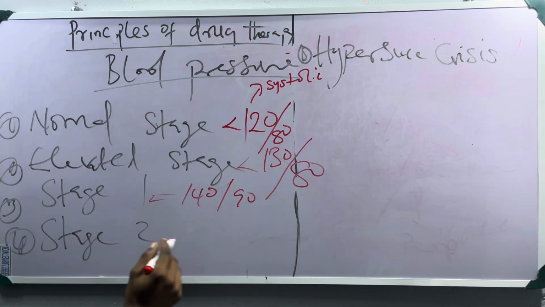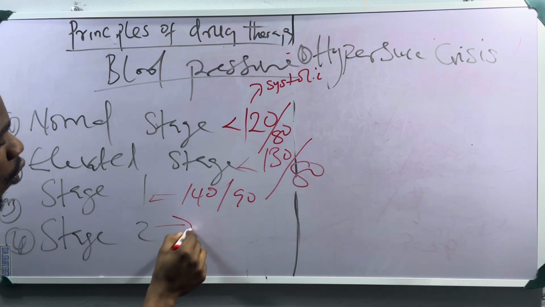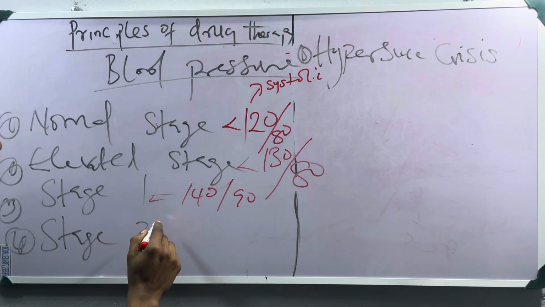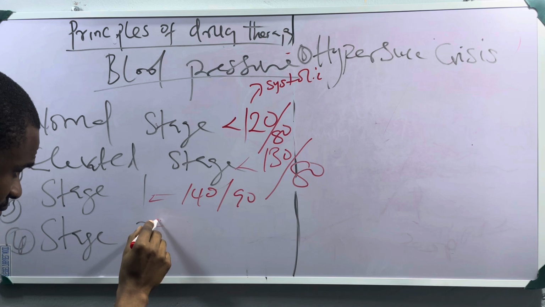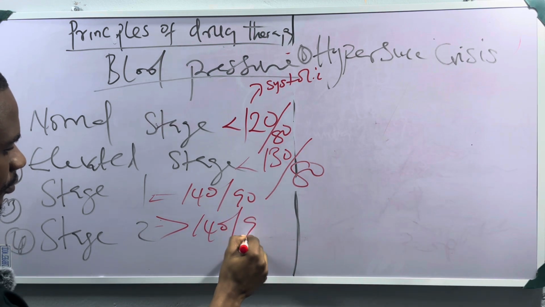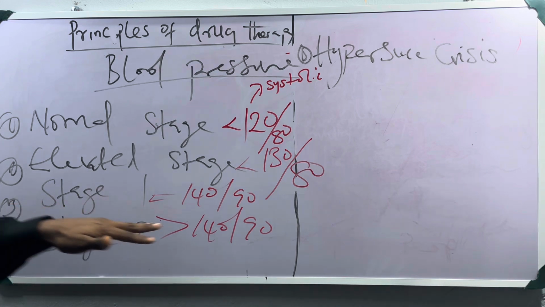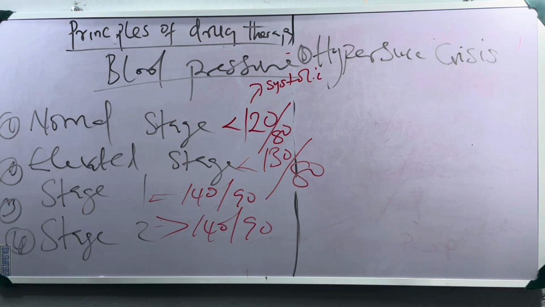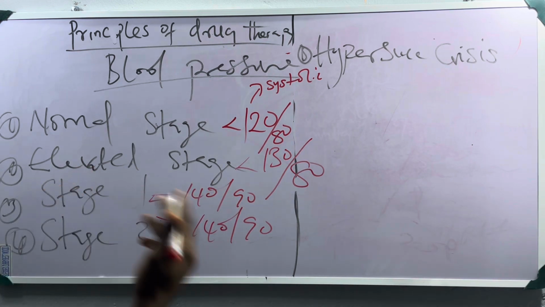Now, stage 2 happens when the patient is having a blood pressure reading that is greater than 140/90. Stage 1 is within this range of 140/90, while stage 2 is above. When it's above 140/90, medication should be introduced, if the patient is a BP patient.